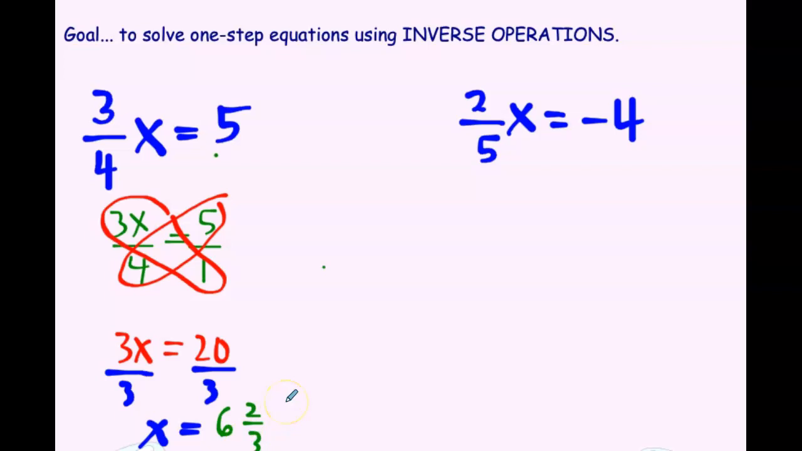Unlike the way we did before in the previous examples, we could always go back to multiply and check if x is right. So if x is 20 over 3, we could say 20 times 3 is 60, and then 4 times 3 is 12, so 60 divided by 12 is 5. So we know that our answer is correct.